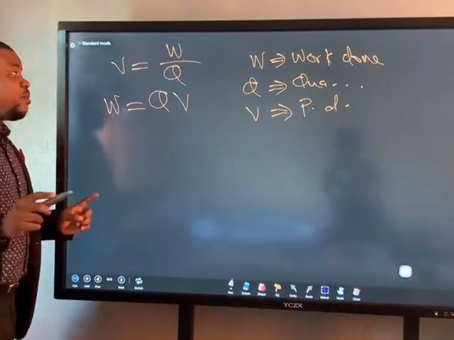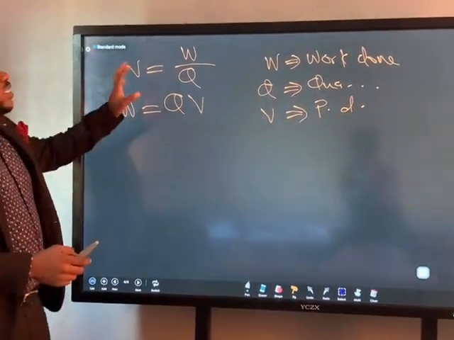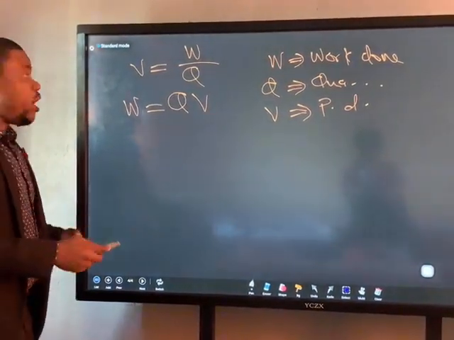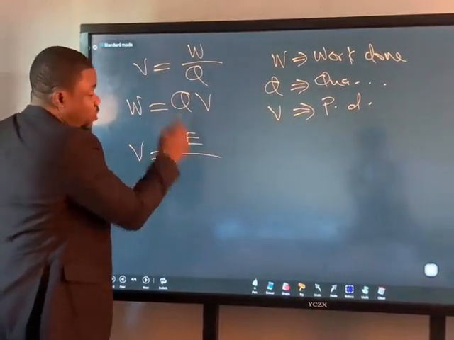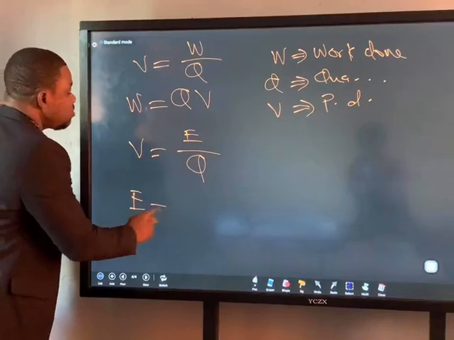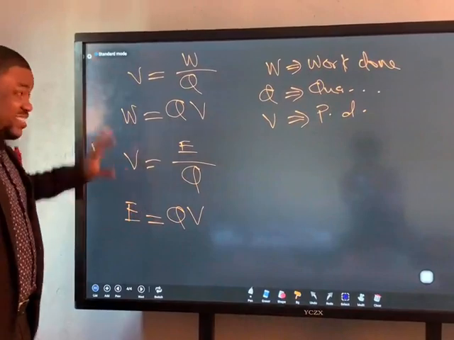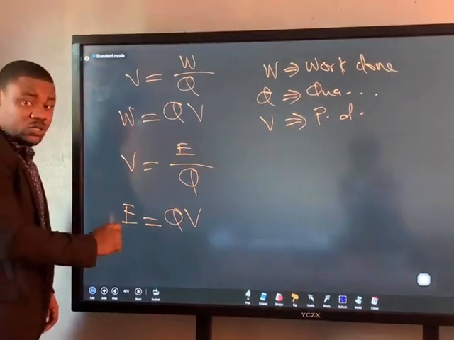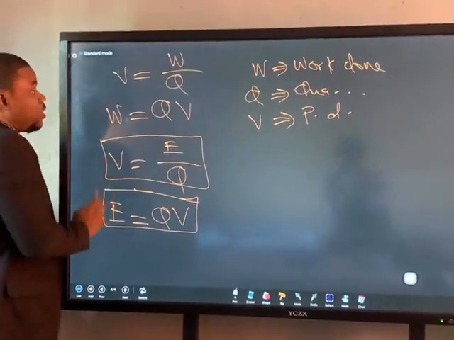And then you should remember that I can use work done and energy interchangeably, because energy is the ability to do work. So if I'm asking for the energy required, I can say that potential difference is the energy required to take a unit charge from one point to another. So I can also have that energy is equal to quantity of charge times potential difference. These things are very, very important. If you have a pen and a book, you should just take note of them and write them down somewhere. Very, very, very importantly.